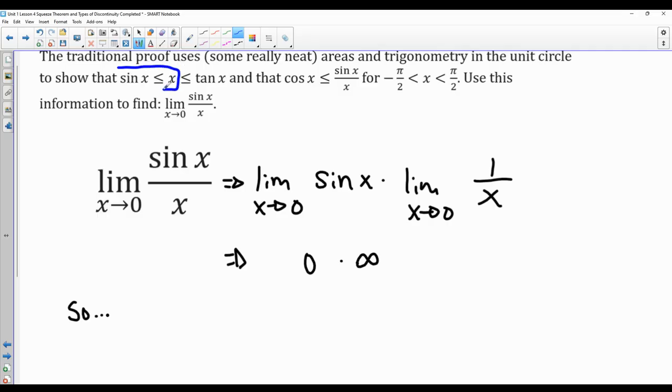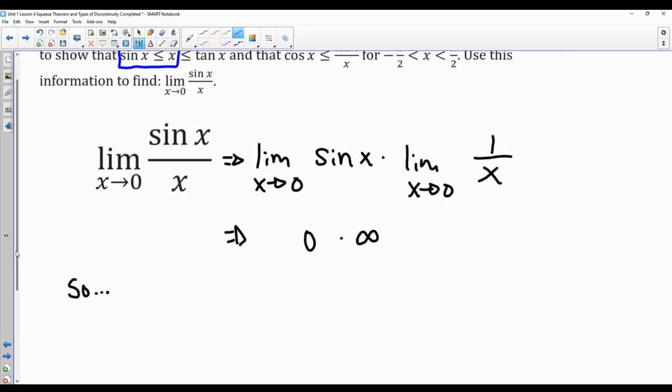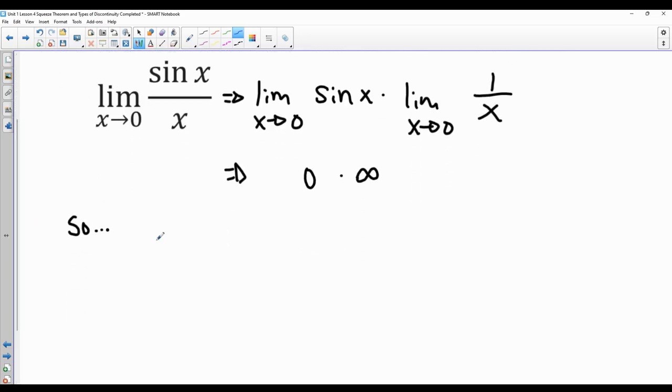So we know that when we're working with sine of x, they told us up here that sine of x has to be less than or equal to x. So here's our upper bound. We're going to start from here and use that knowledge. So we have sine of x has to be less than or equal to x.